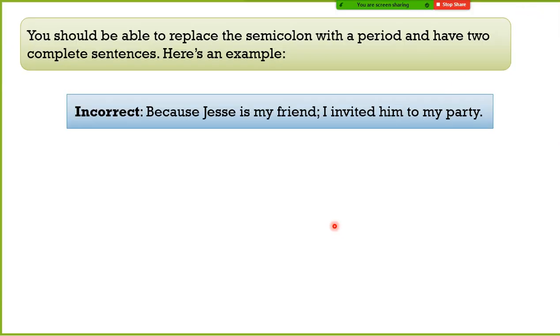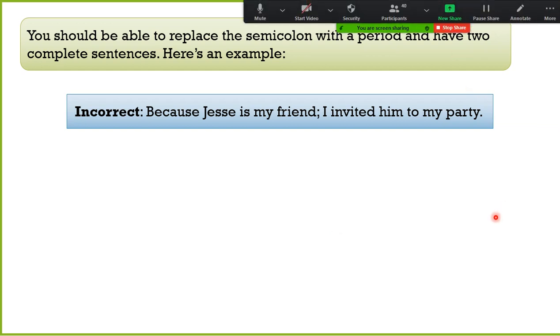Because Jess is my friend, I invited him to my party. What is wrong about it? I'm not sure. Why did you sit then? What did the semicolon connect here? What does it connect here?